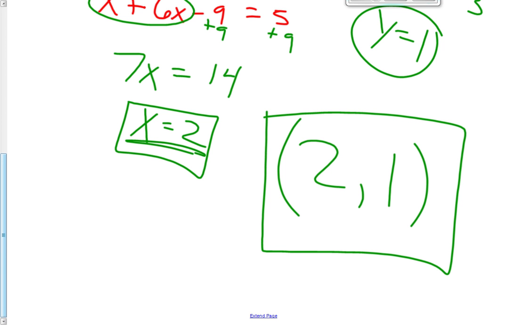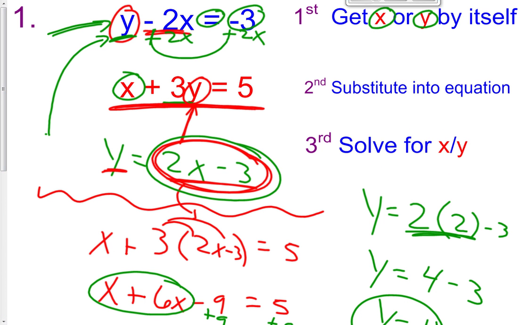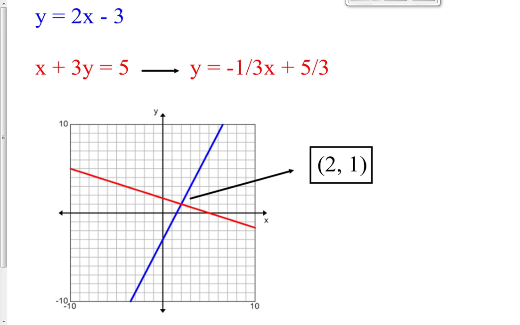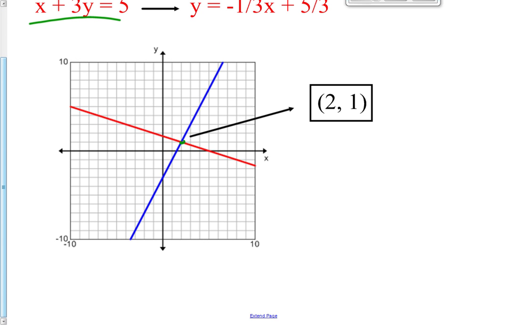There's my answer. So these are both lines. These lines intersect at the point 2, 1. Here's how you can see it right here. These are both of the equations. When you graph both of them, they intersect at the point right 2, up 1. Okay? Let's try another one.